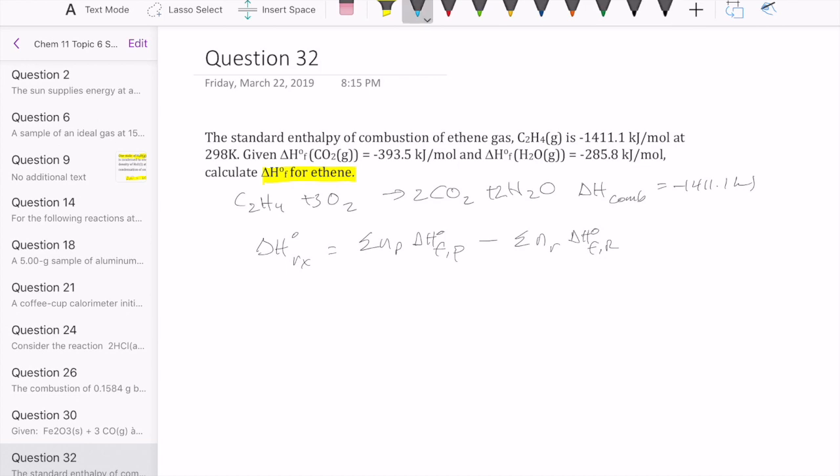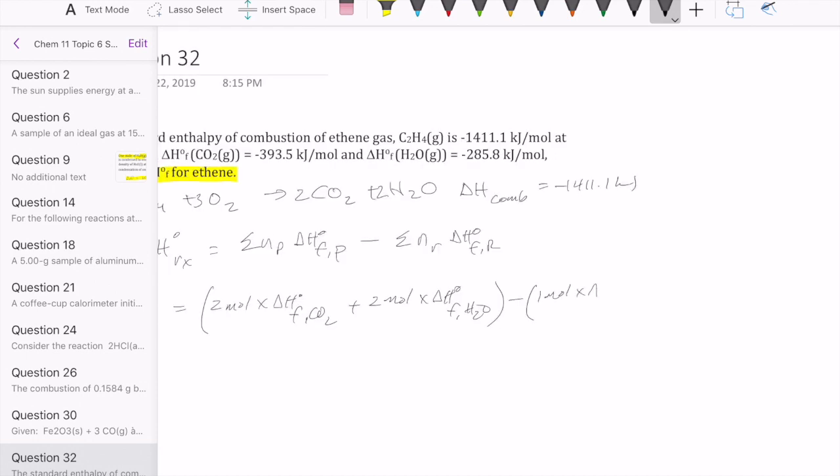If we look at this reaction, we can say that the delta H of combustion, which is for the reaction, should equal 2 moles, in this case, times the delta HF of CO2, one of the products, plus 2 moles times delta HF of water. So that's the product side of things, minus 1 mole times the delta HF of ethene, C2H4, plus 3 moles times delta HF of oxygen.